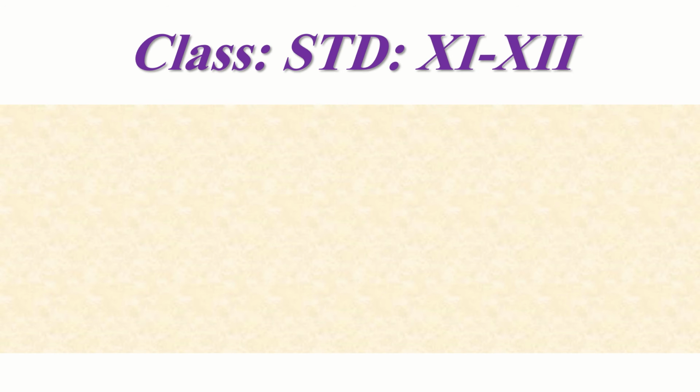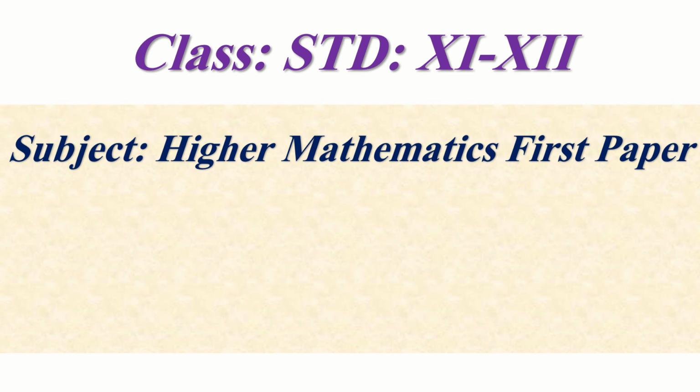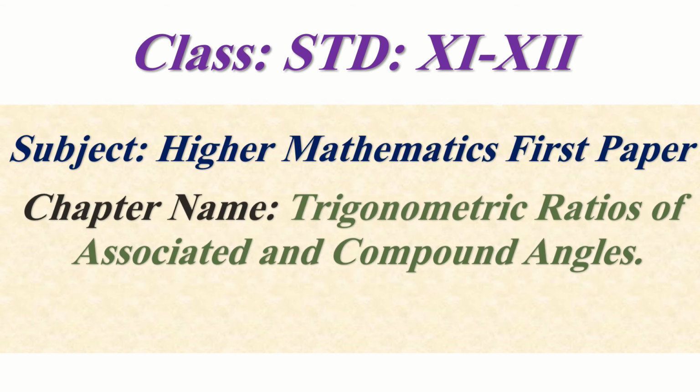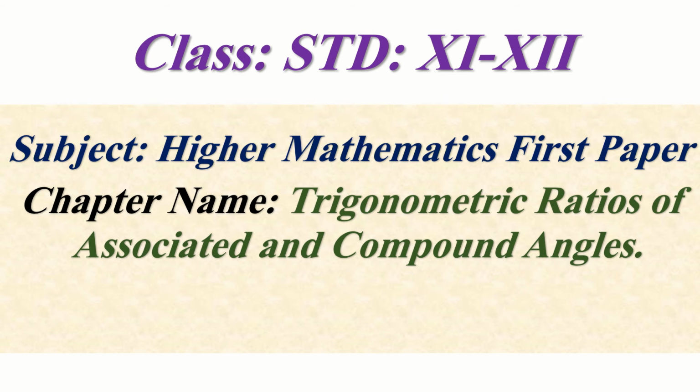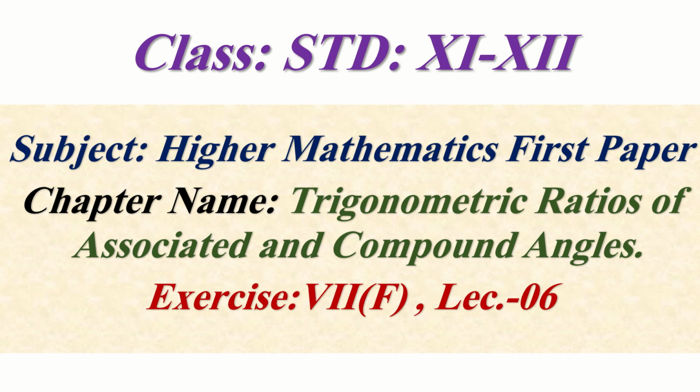Class Standard 11-12. Subject Higher Mathematics, first paper. Chapter name: Trigonometric ratios of associated and compound angles. Exercise 7F, lecture 6.